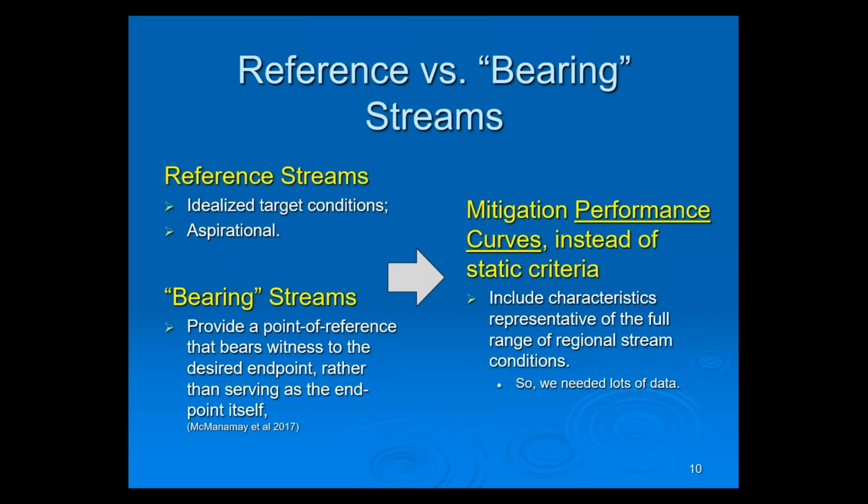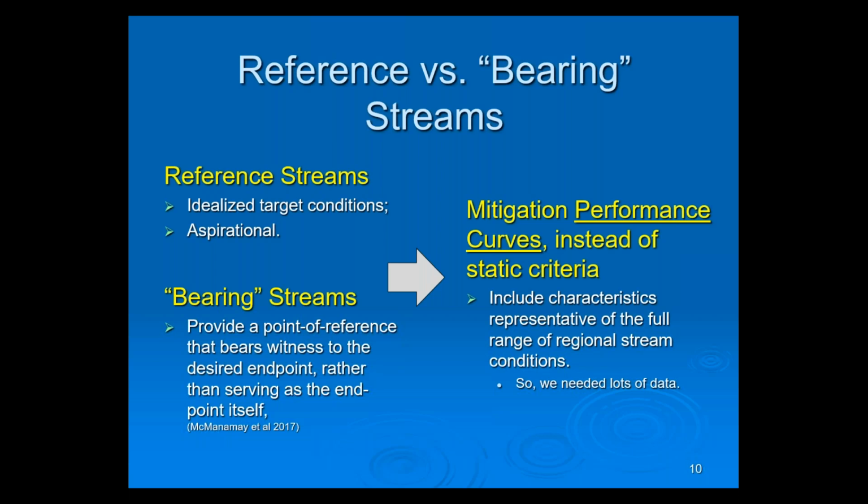So let's talk about reference conditions for just a moment. Historically, our target, our reference, has been the best of the best available on the landscape. And I would like to propose that those are really idealized target conditions or aspirational conditions. And I recently found this article by McManamy and others that was just published a little over a year ago, and they refer to bearing streams that provide a point of reference, that bears witness to the desired endpoint rather than serving as the endpoint itself.